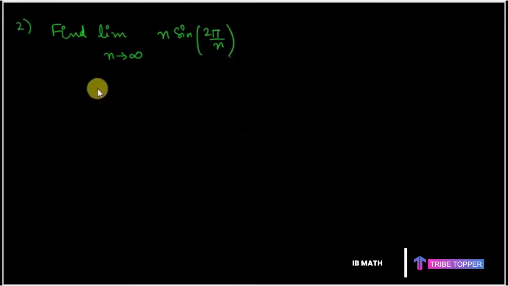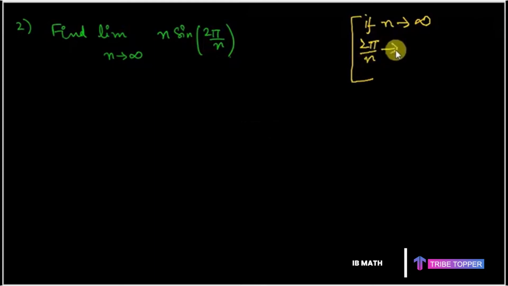Now let's see if you have a question which says find limit n tends to infinity for n sine 2 pi by n. We know that limit is for n tending to 0, not for infinity. But we also know that if n tends to infinity, then 1 upon n or 2 pi by n will tend to 0 because 1 upon infinity is 0. So 2 pi by n tends to 0. If n tends to infinity, 2 pi by n tends to 0.